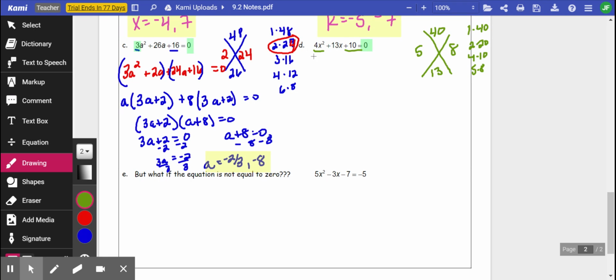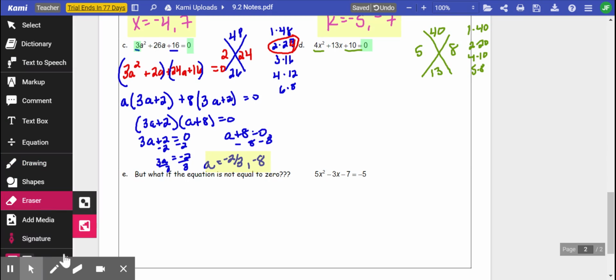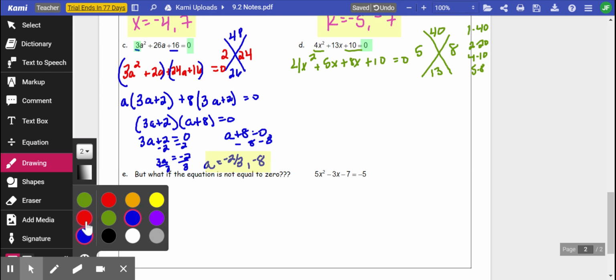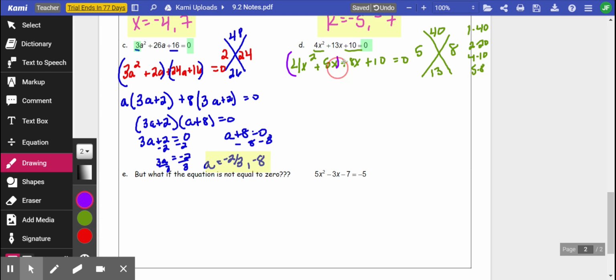Okay, and then because there is a number in front of my x squared, I am going to go ahead and try to get rid of these here. Not sure why they're moving. Okay, so we are going to go ahead and write this out using AC split. So I have 4x squared plus 5x plus 8x, and those are coming from my x over there, plus 10 equals 0. Let's make 2 groups and factor out our GCFs.